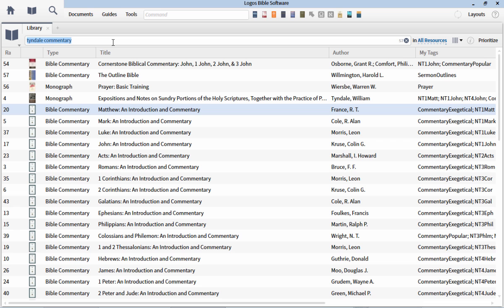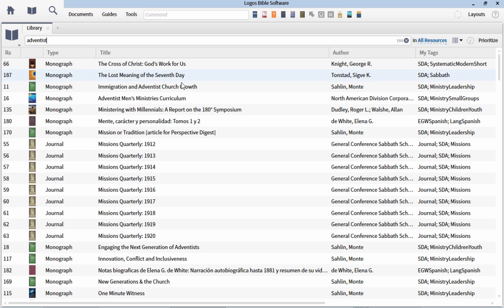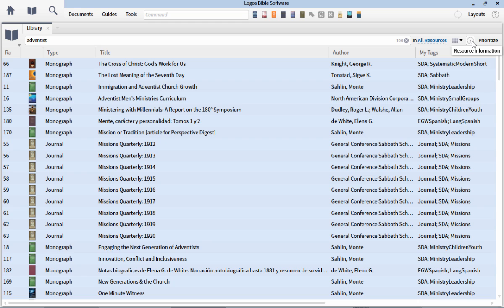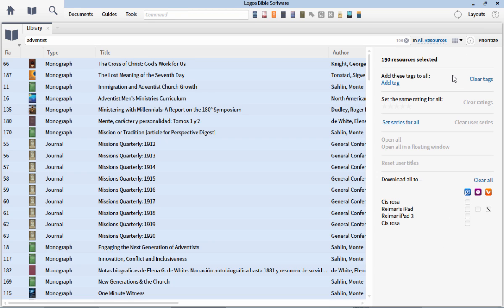Another thing you can do in the library is to tag books. For instance, if you write Adventist, Logos is going to show you all your Adventist books, or at least some of them. And if you do Control A, it's going to select all these books, and now you can click on this I button here, resource information. It's going to open up another window, and here you can see there are so many resources selected, and you click on add tag, and now you can add a tag to it. You can maybe write SDA, and then all these Adventist books will be tagged with the tag SDA.